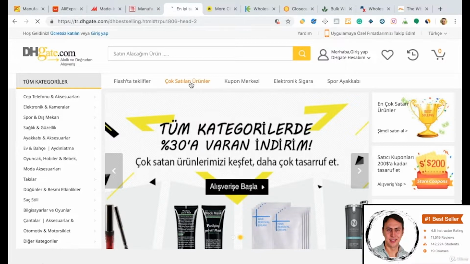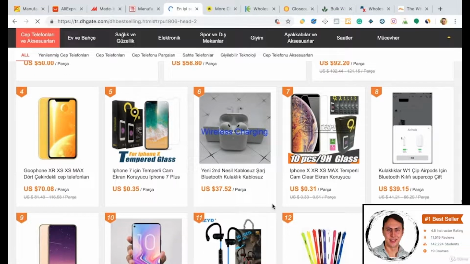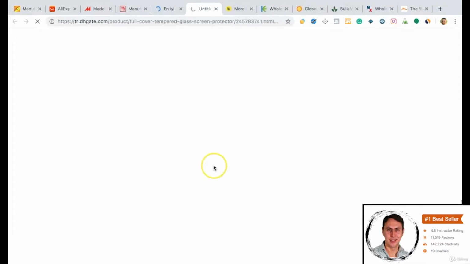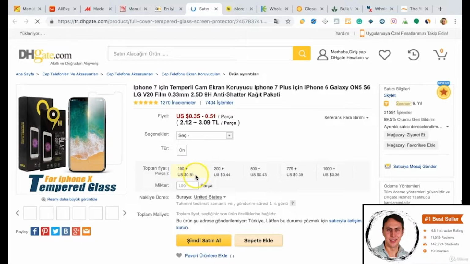For example, let's enter best-selling products. We entered the category. Here all the prices are appearing on the screen. Hence, how much is the wholesale price of this product? We can see it here. When we click one of them, it gives such information as, if you buy this product over 100, the unit price is $0.51, for over 200, $0.44, and for over 500, $0.43. You will be able to see the changeable prices according to your order amounts too.